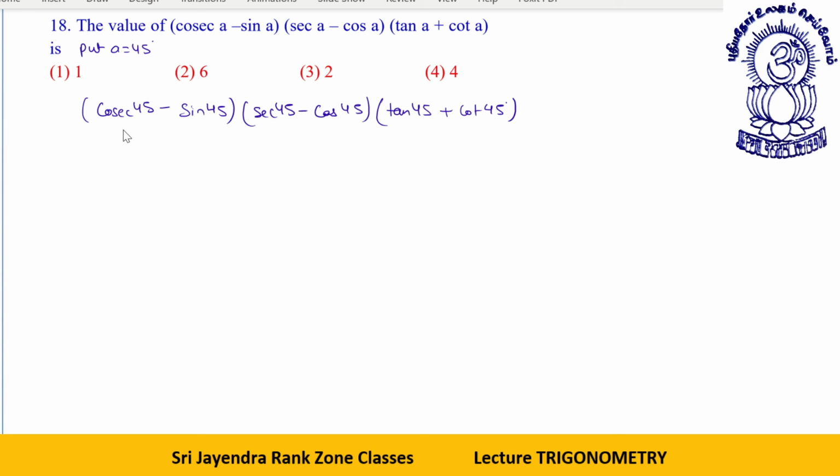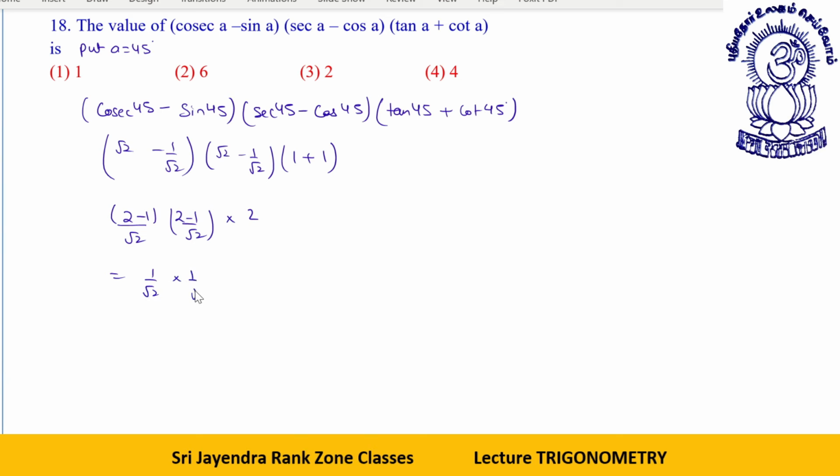Let's see. You know these values. This is root 2 minus 1 by root 2. Again root 2 minus 1 by root 2. In the last it is 1 plus 1. So finally I can say this is 2 minus 1 by root 2, 2 minus 1 by root 2, into 2. Overall it is 1 by root 2 into 1 by root 2 into 2. That can be said as 2 by 2, which is 1. Option number 1 is your answer. Next one.